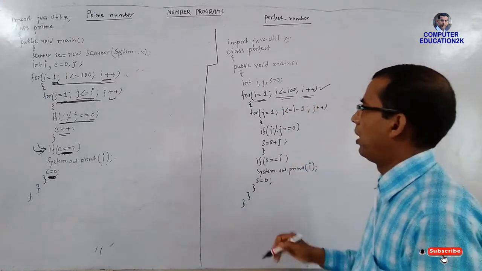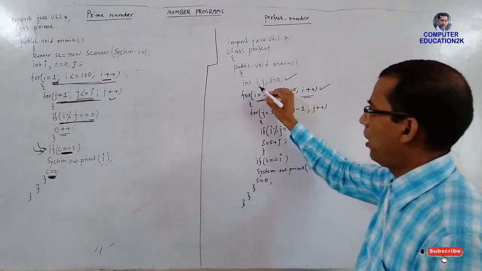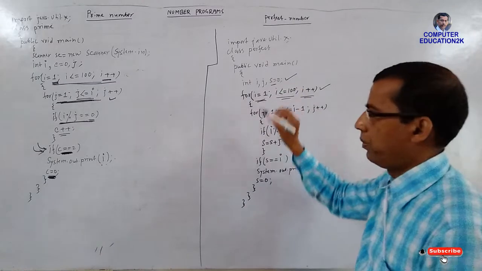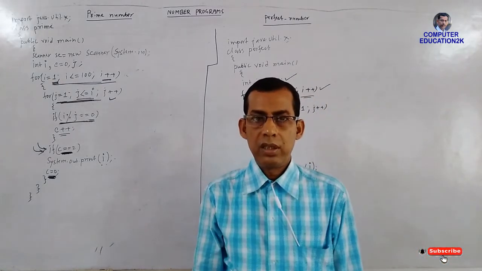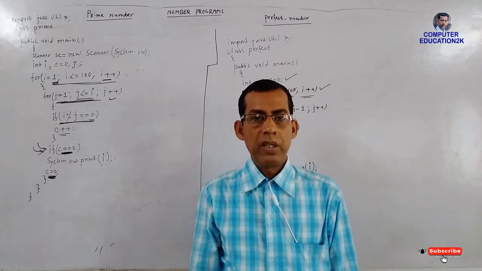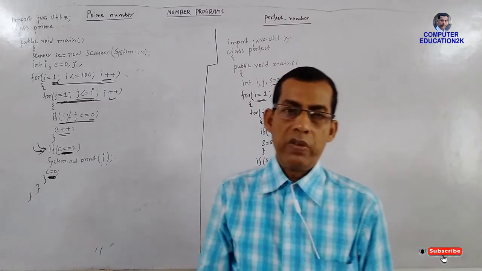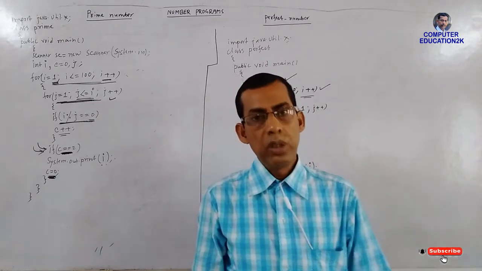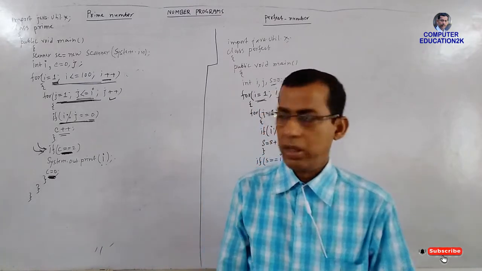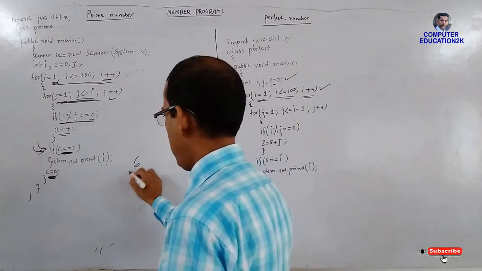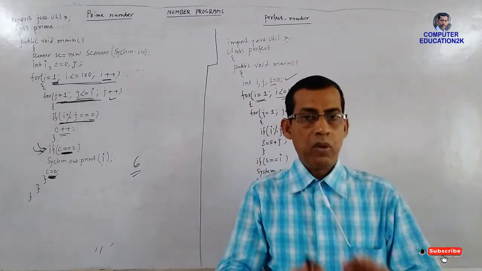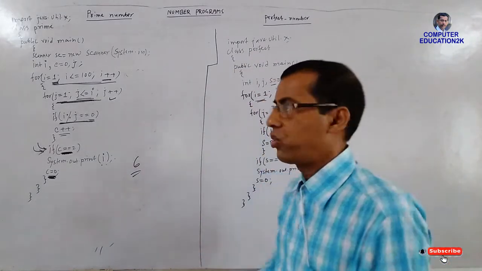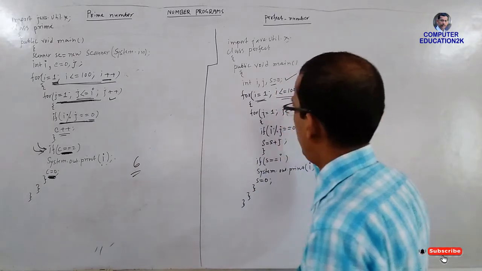You can see here I have taken three variables: i, j and s. s is for sum. You know that for a perfect number, you have to find the sum of the factors. A perfect number is a number whose sum of the factors, excluding the number itself, is equal to that number. Say 6 is a perfect number. Here we are not going to enter any number from the keyboard. We have taken all the numbers in the for loop itself.